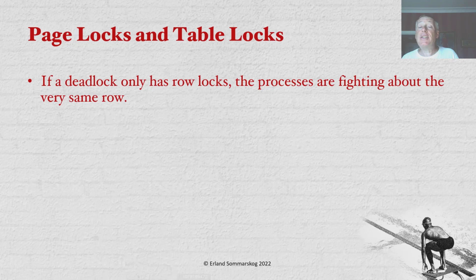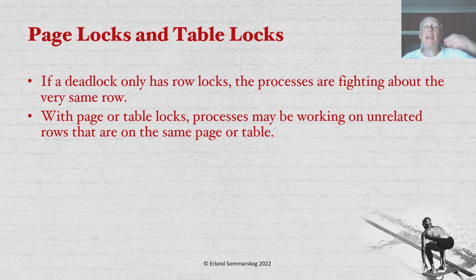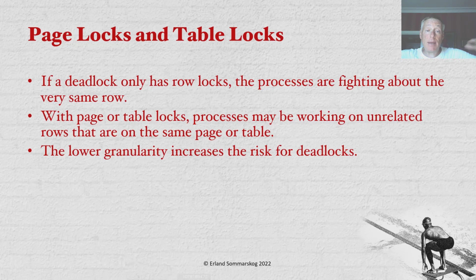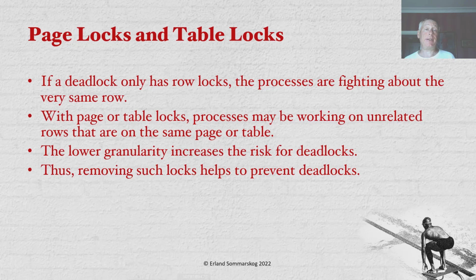the employee on that order that the writer tried to change was 46. Now, with row locks, that would not be a conflict because it's only locking rows. But when they are on the same page, then even if the rows are unrelated, you could get conflicts. It's a lot wider, even more so if you're locking the entire table. So with lower granularity, you increase the risk for deadlocks when you have page and table locks. If you can remove these locks, that helps to prevent deadlocks.